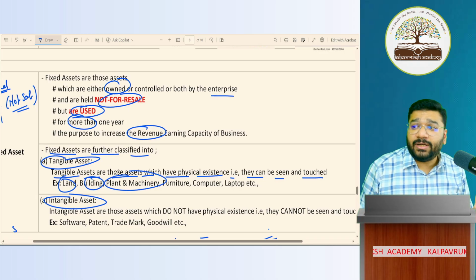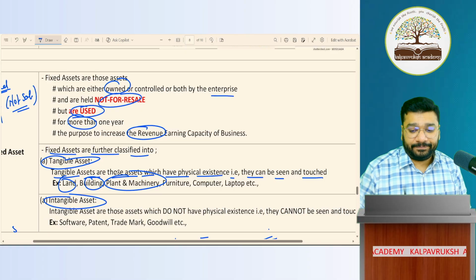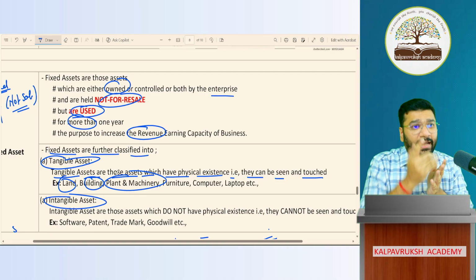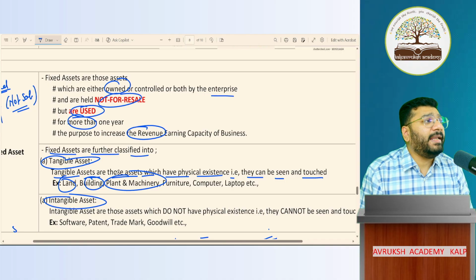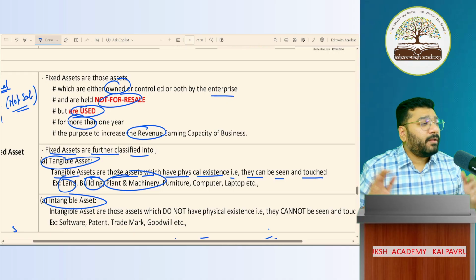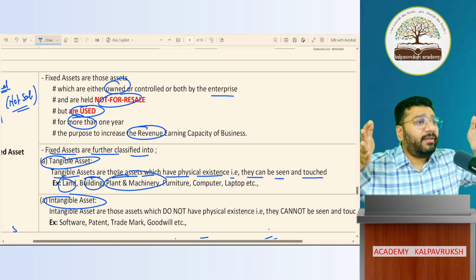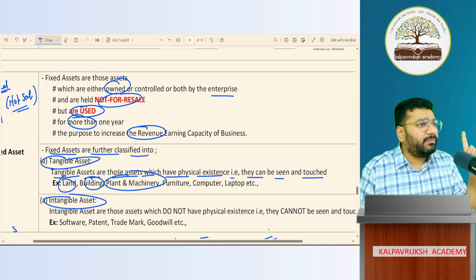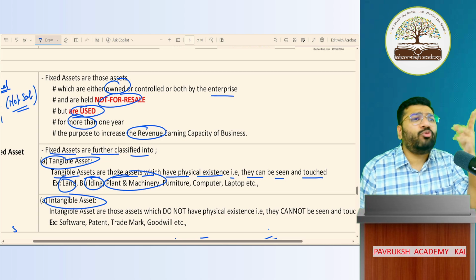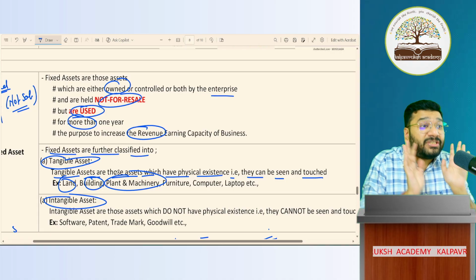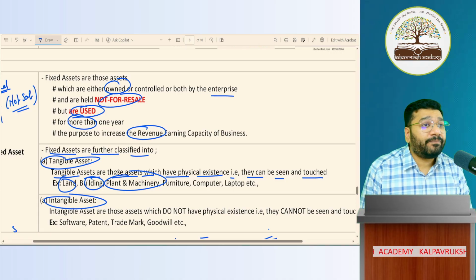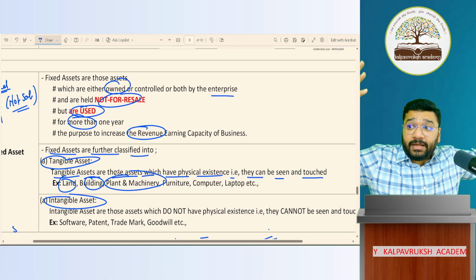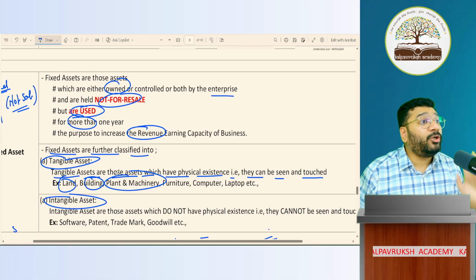Third is plant and machinery. What is the meaning of plant and machinery? Rightly said, what he said is correct. Now I'm just adding to what he said. If I have a factory in which I use only one machine to manufacture something, or max 2 machines, it is called machinery. Plant and machinery means it is a setup of multiple machinery connected to one another.